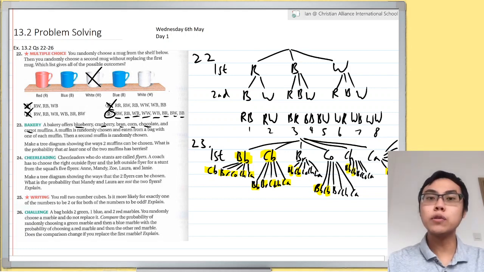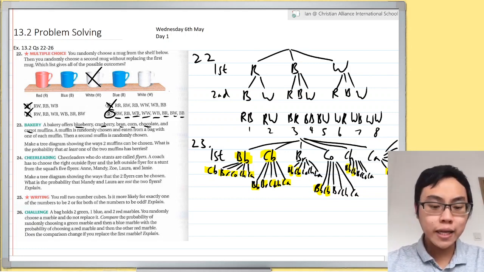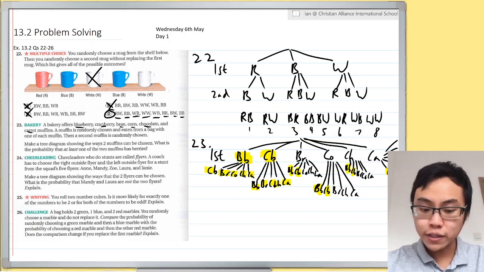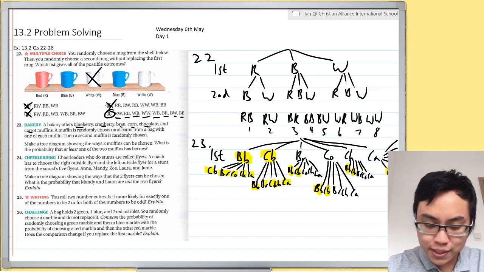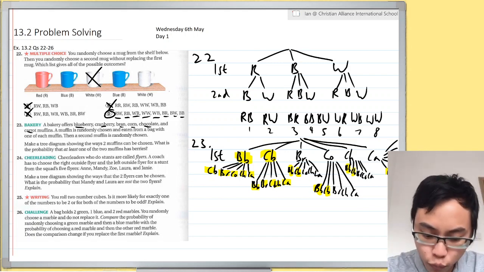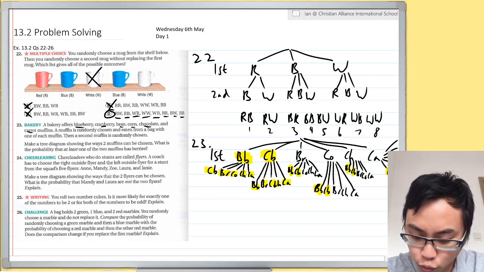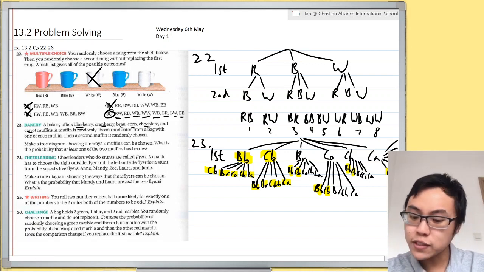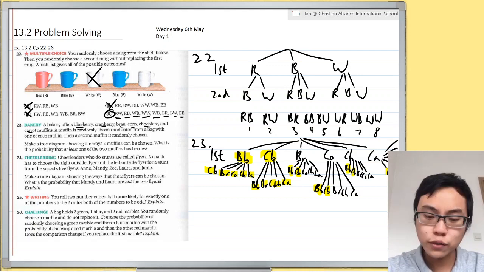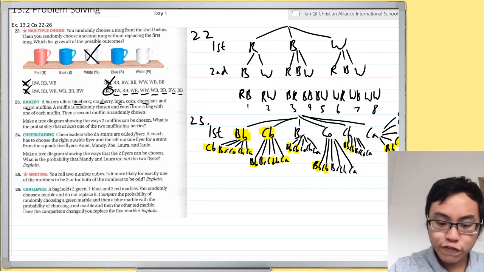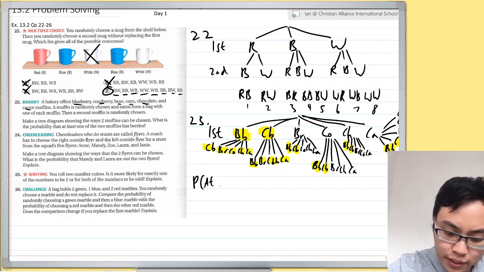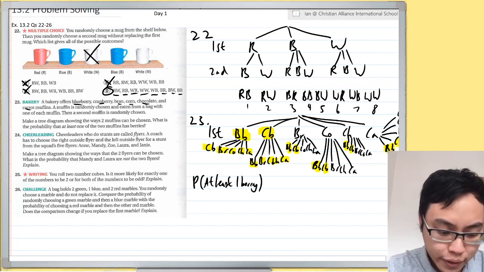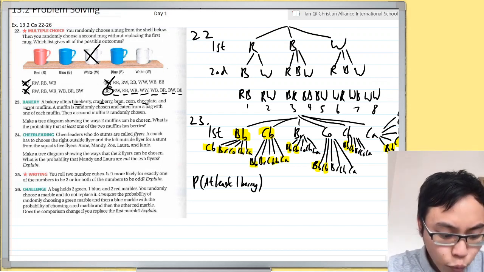So we need to count the total number of possibilities that contain at least one berry. And so there's 10 plus 2 plus 2 plus 2 plus 2, which is 16 in total. So let me just double check. 1, 2, 3, 4, 5, 6, 7, 8, 9, 10, 11, 12, 13, 14, 15, 16. Oh no, 17, 18, because it's 2, 4, 6, 8. Yeah, so it's 18. Sorry, 18. So our favorable outcomes, the probability of at least one of the two muffins having berries.